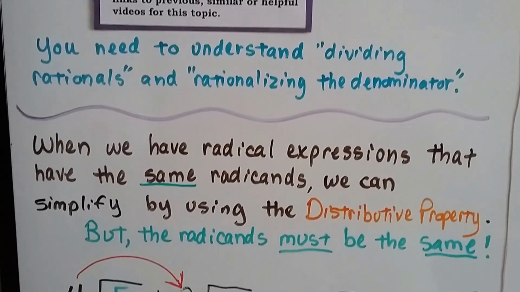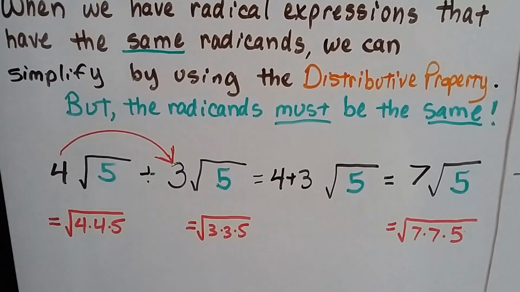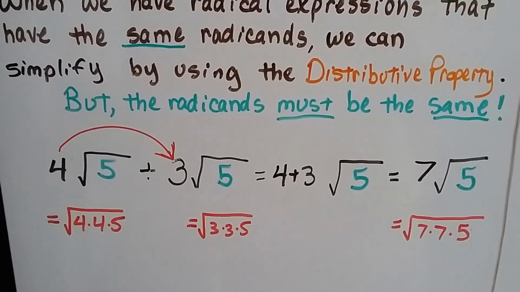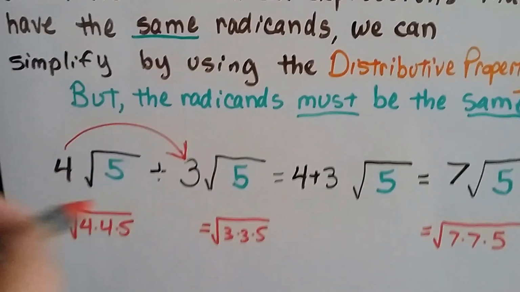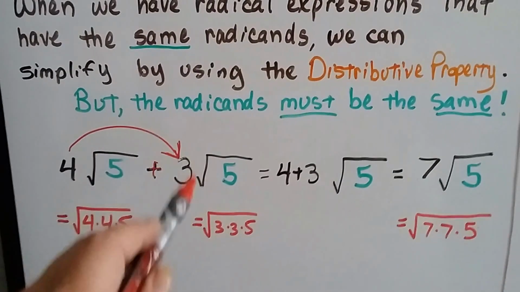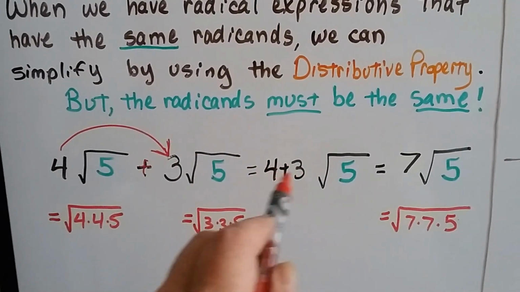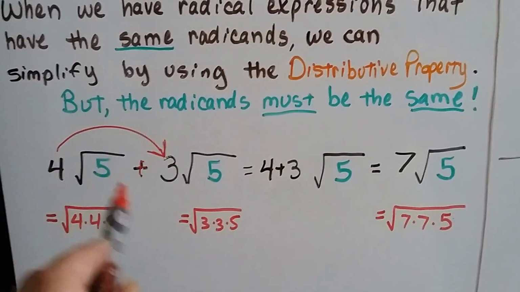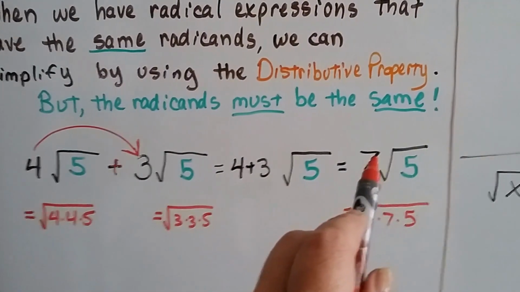When we have radical expressions that have the same radicands, we can simplify by using the distributive property, but the radicands must be the same. So we can add, whoops, sorry, this is an addition symbol that got rubbed out. We can add these two together with the distributive property and do 4 plus 3 with this square root of 5 because they're the same here. See that? And we would end up with a 7 here.